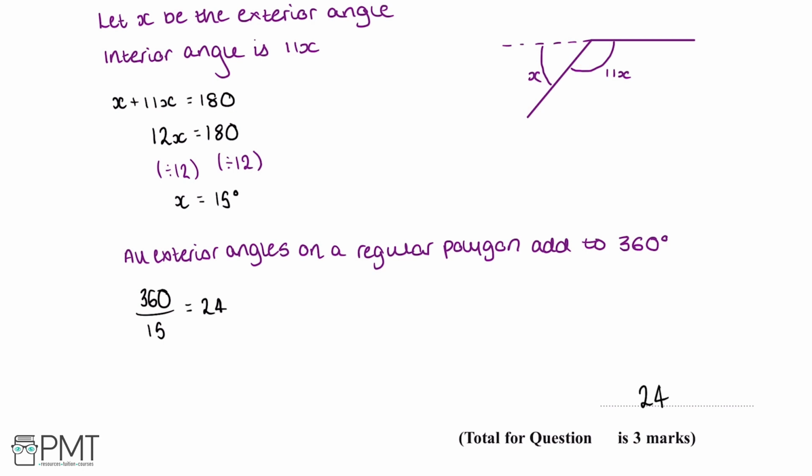Now this question's worth 3 marks. We'll get our first mark for showing that we understand that the exterior angle add the interior angle is equal to 180 degrees. We'll get our second mark for dividing 360 degrees by the size of our exterior angle. And we'll get our third mark for the correct answer.